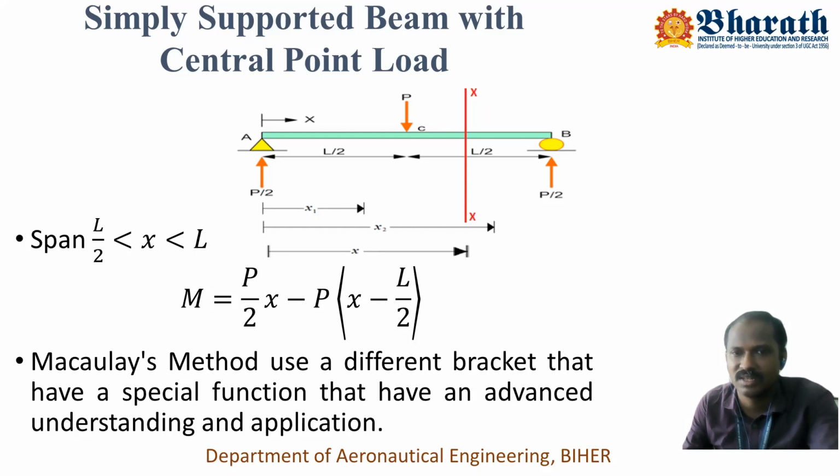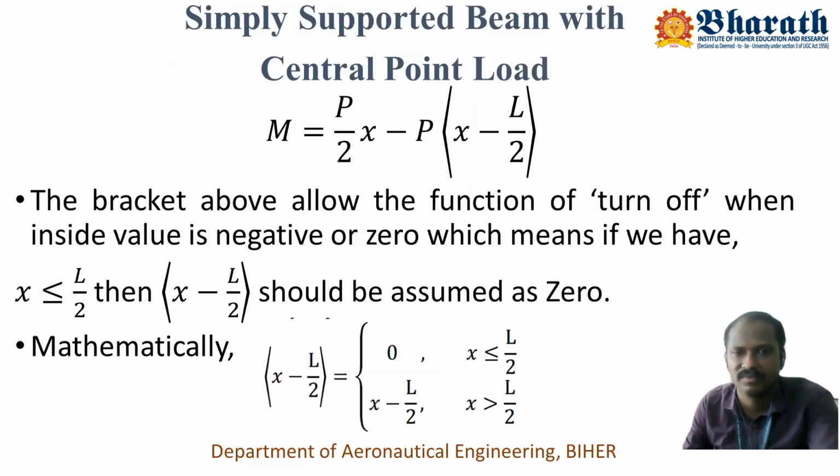So as we said earlier, the turn-off function in Macaulay's equation is represented by a separate set of brackets. So here we will not be using a regular bracket. We will be using a different bracket. You should understand that it is a special function, so it can be turned off when required. So we'll see what the turn-off is. Right. So the bracket above allows the function to turn off whenever the inside value is negative or 0.